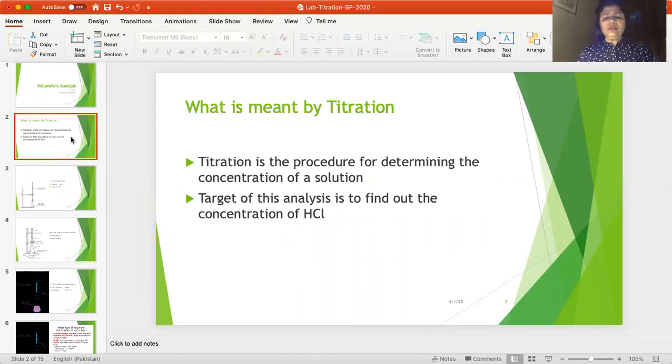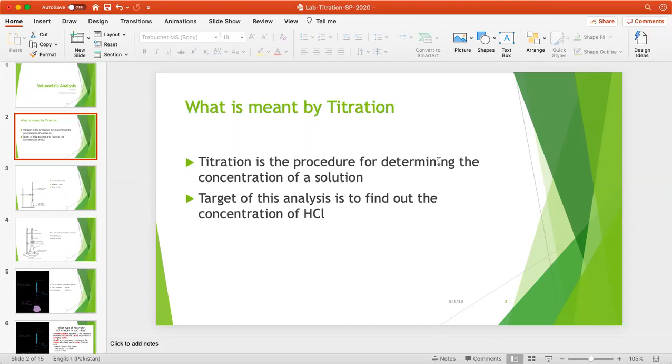So titration is a procedure for determining the concentration of any unknown solution. So, for example, if we have two solutions and we know the concentration of one solution, but the concentration of another solution is unknown, then with the known concentration of a solution, we can find out the concentration of another solution. So in this practical, we are going to have sodium hydroxide whose concentration is known, and by calculating it, we can find the concentration of HCl.